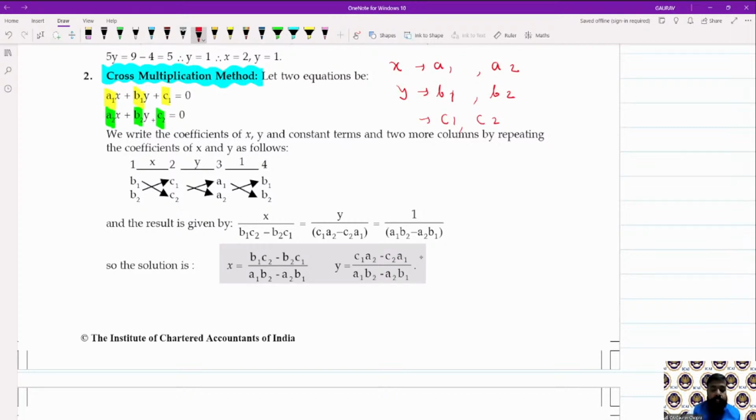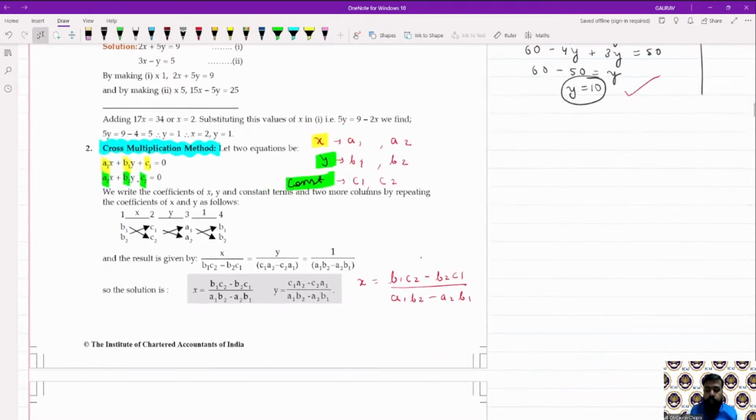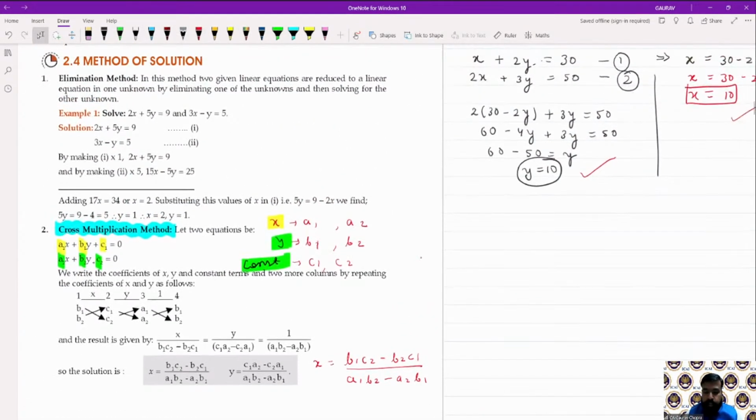So in order to find the value of x, we have to use y and the constants. Whenever we have to calculate x, use the other two: one is y and the other one is the constants. So what is the formula basically? If we have to calculate x, then the formula says b1c2 minus b2c1 upon a1b2 minus a2b1. Let's say we solve the above question using this method. The equations were: first equation x plus 2y equal to 30, and second equation 2x plus 3y is equal to 50.